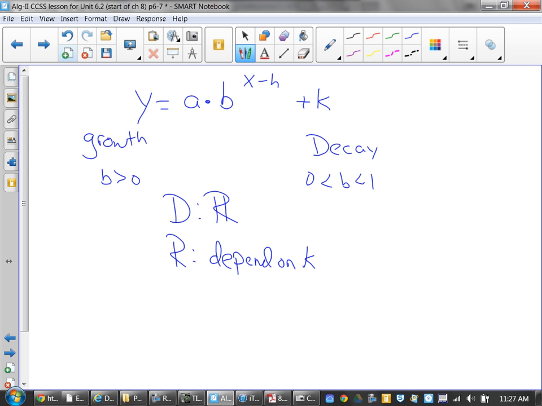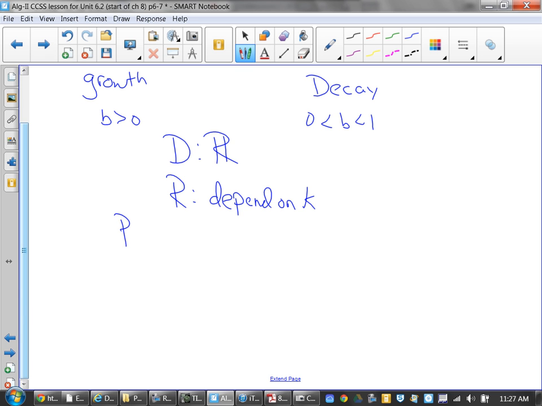And here's what happens. Remember, if your a value was positive, it was moving upward, correct? So the range was always the y values that were greater than k. If the a value was negative, the range was all the y values that were less than k. So here's how this works. Your range is y greater than k if a is positive, and then it's the other way.